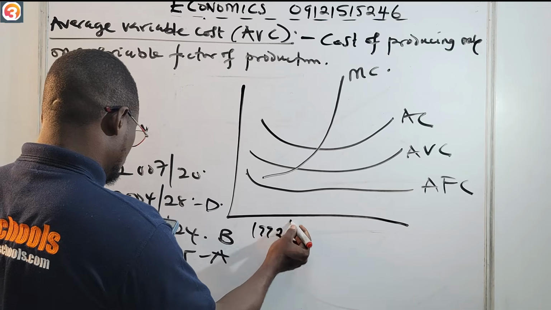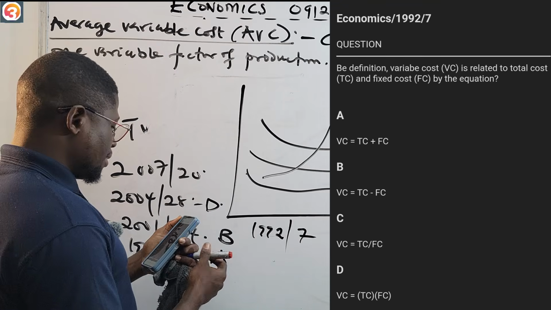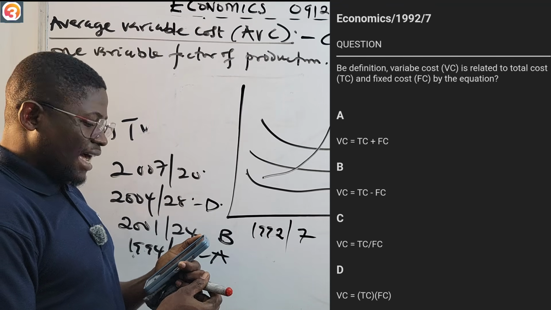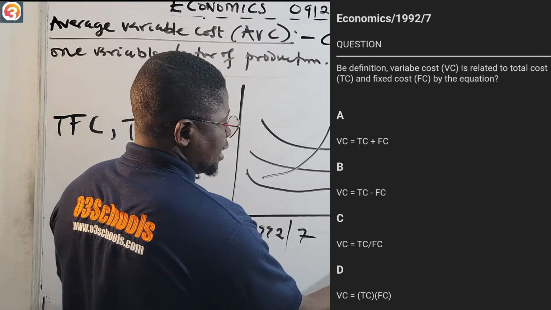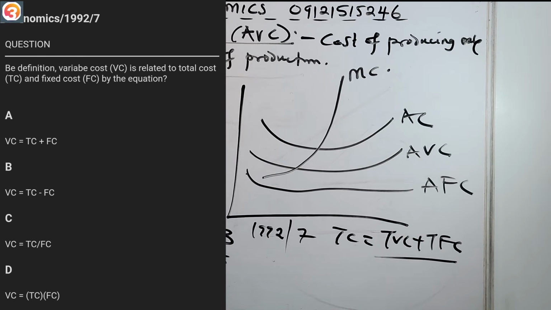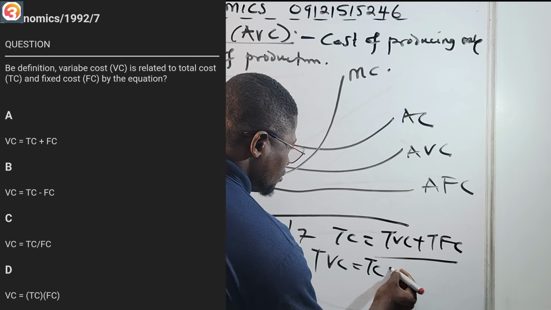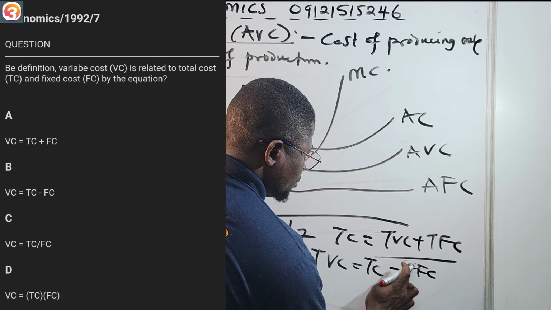1992 number 7 says, by definition, variable cost, VC, is related to total cost, TC, and fixed cost by what? We say that total cost is TVC plus TFC. So what option is correct? A, VC is equal to TC plus FC; B, VC is TC minus FC; C, VC is TC over FC; D, VC is TC times FC. The correct answer there will be option B. We know that total variable cost is TC minus TFC.